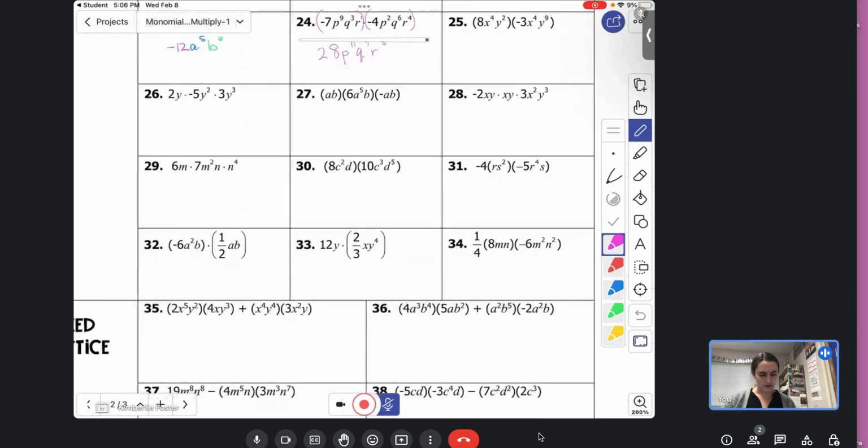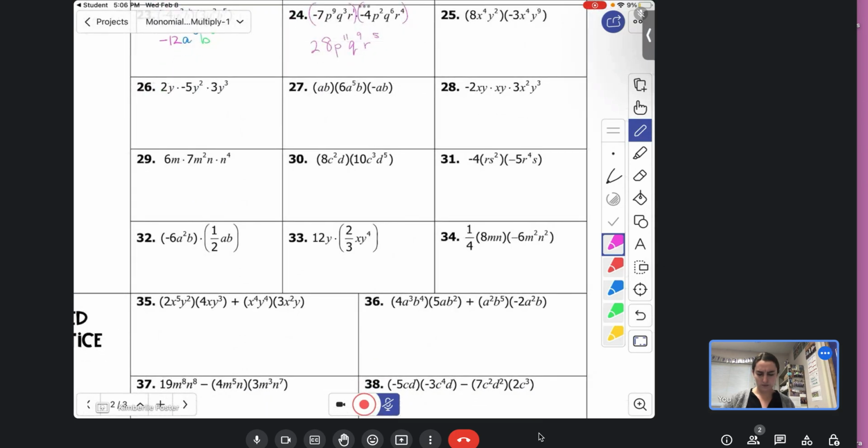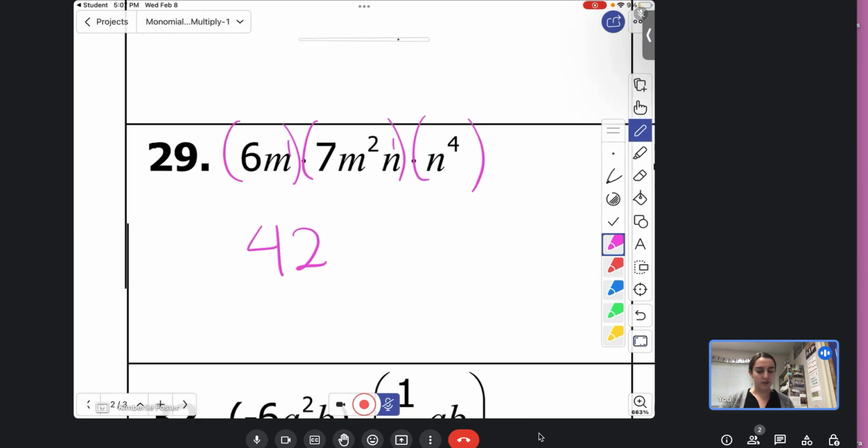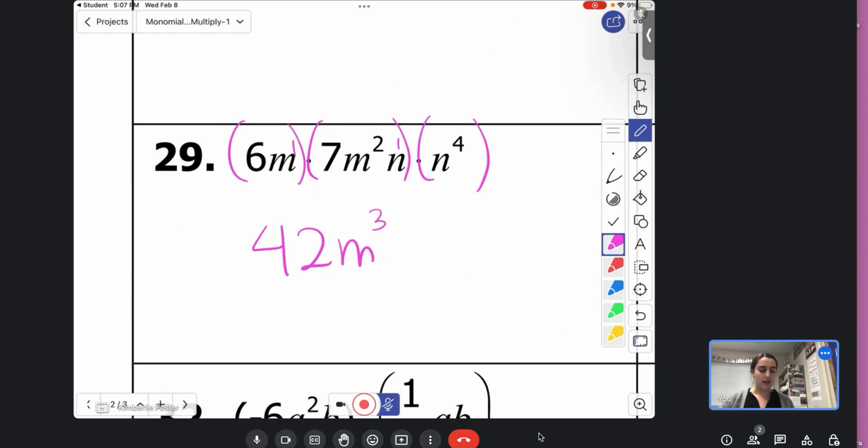Okay, is there anything on here that looks too crazy for us? Like I said, I kind of like putting those parentheses in. Like this one hurts my brain a little bit if I don't have the parentheses. So, I guess it's just preference. 6 times 7 is 42. I'm going to put all my invisible ones. M to the 1st, M to the 2nd is M to the 3rd. N to the 1st, N to the 4th is N to the 5th.